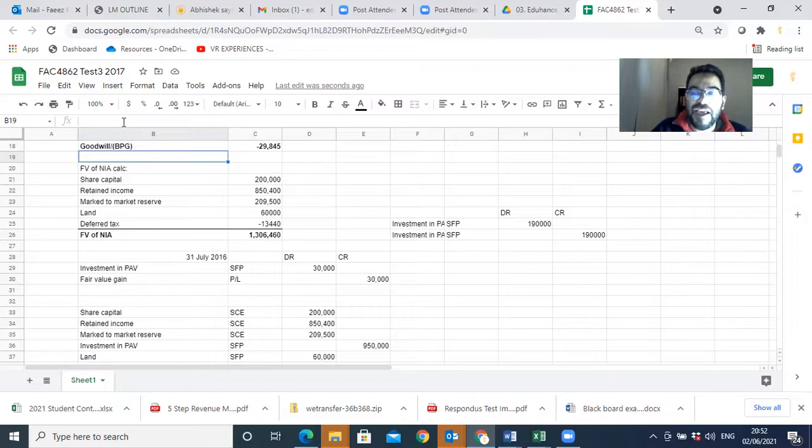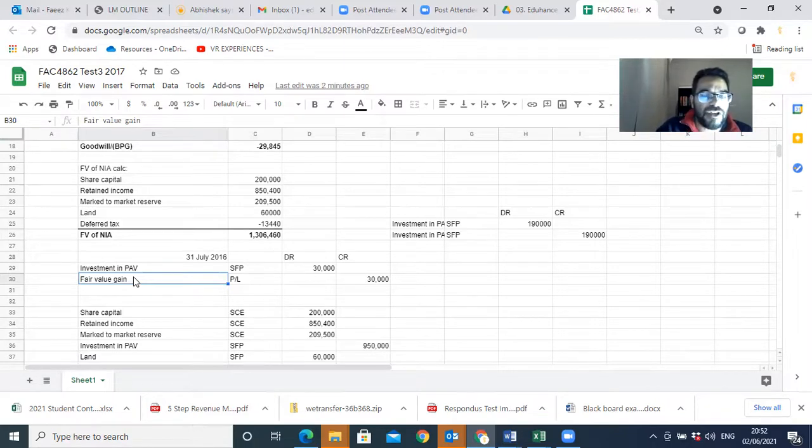Therefore, this gain or loss can't be a gain on disposal, nor if it was a loss, can it be a loss on disposal. It needs to be a fair value adjustment. Okay, so just take note of that.